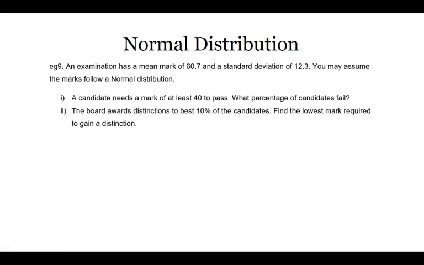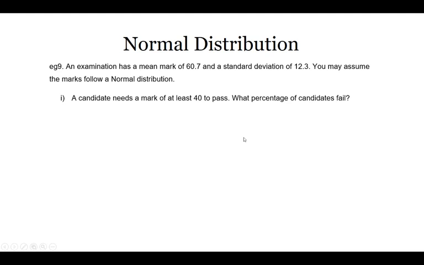Example 9. An examination has a mean mark of 60.7 and a standard deviation of 12.3. You may assume the marks follow a normal distribution. Part 1. A candidate needs a mark of at least 40 to pass. What percentage of candidates fail? Let's deal with that bit first of all.